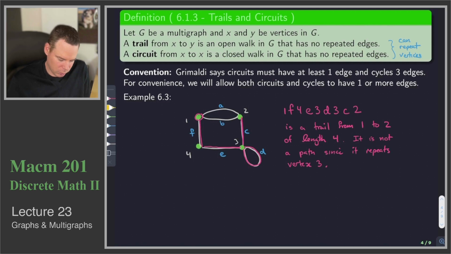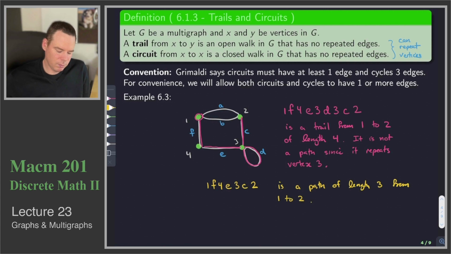But we could modify this. We could say go from 1 along F to 4, along E to 3. And instead of doing the loop, just keep on traveling from 3, go along C to 2. This is a path of length 3 from 1 to 2. So there's an example of a path.